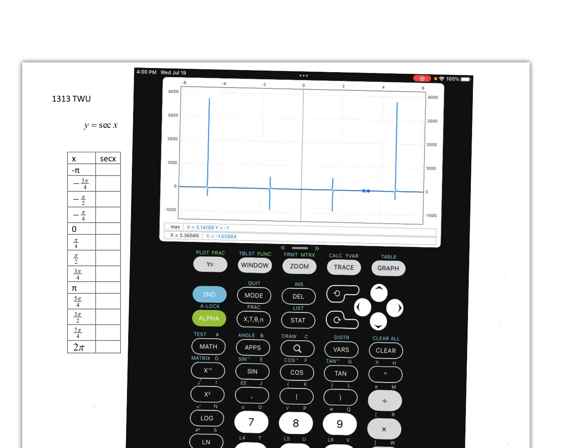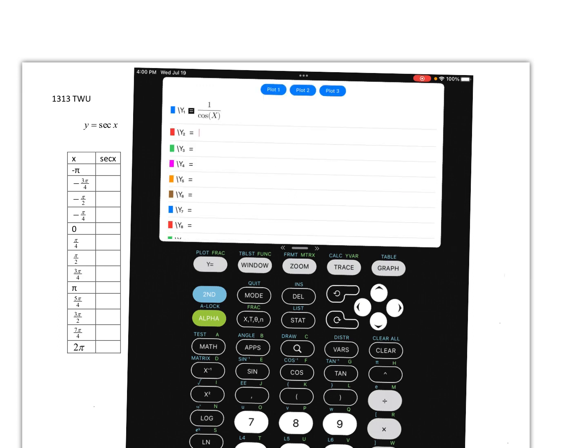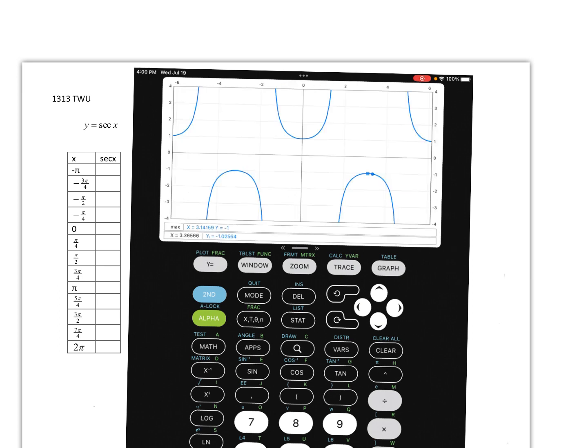Okay? Now if I hit graph, there's my graph. This is what the secant graph looks like. Look, it's scoops, right? There are scoops up, scoops down, and there are some asymptotes. There must be some asymptotes right in here somewhere, right? So we're going to look at where those asymptotes fall in a moment. But on first glance, it's like, what does this have to do with cosine? We know that it's the reciprocal of cosine, but why does it not even look like cosine?